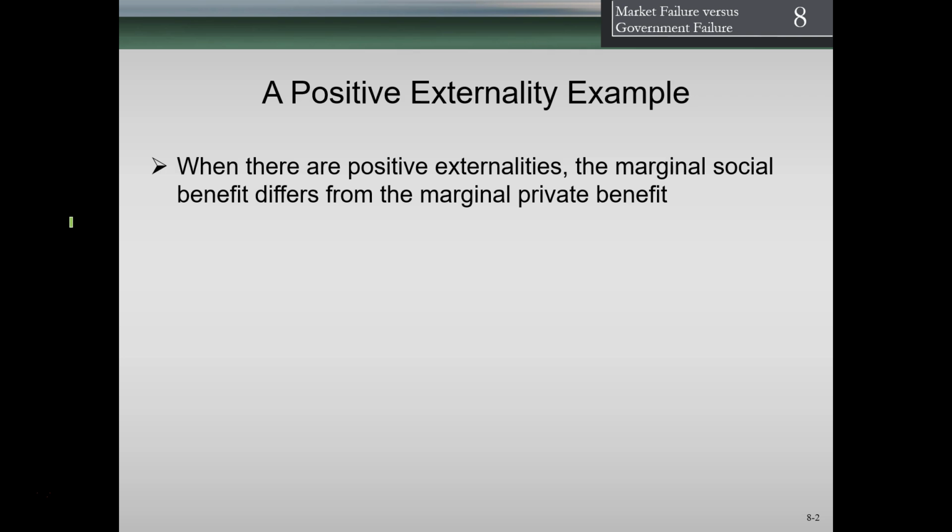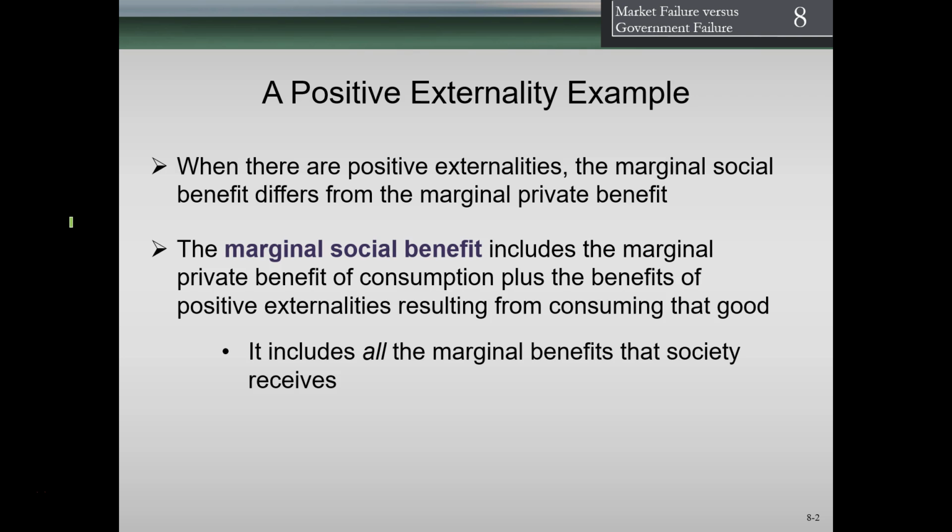There is kind of a problem, because those benefits aren't involved in the negotiation, we're not getting as much of this outcome as we would if we could somehow get their benefit into the negotiation. So society is not getting what it could if all the positive benefits were put in place. The marginal social benefit includes the marginal private benefit of consumption plus the benefit of the positive externalities resulting from consuming that good. It includes all marginal benefits that society receives.